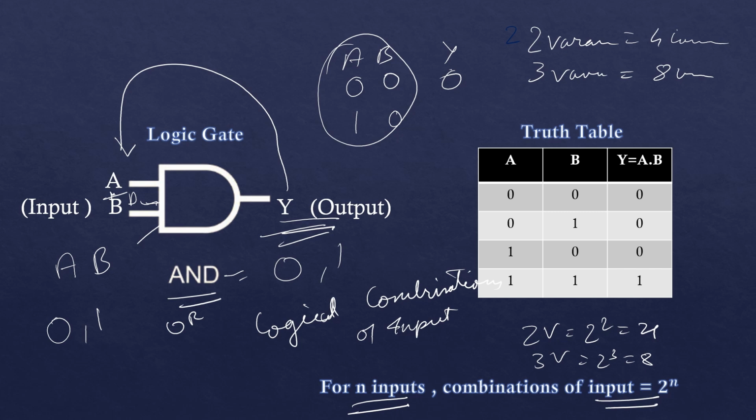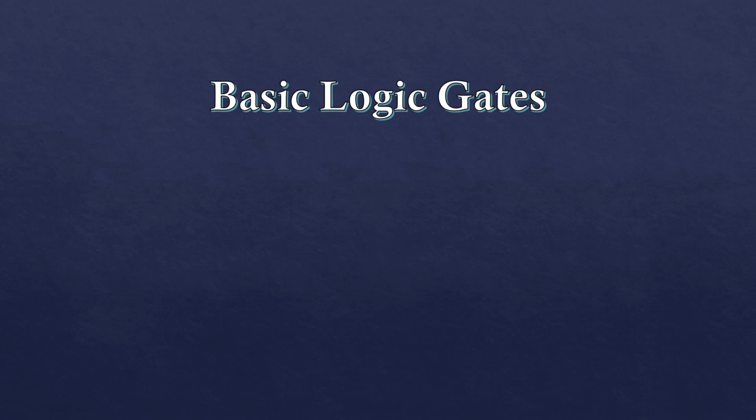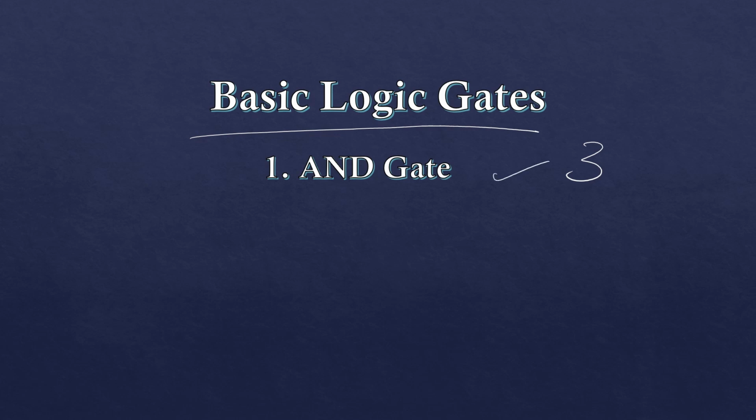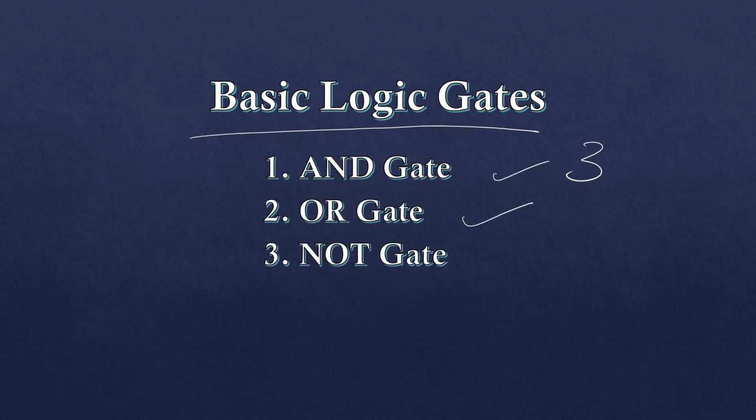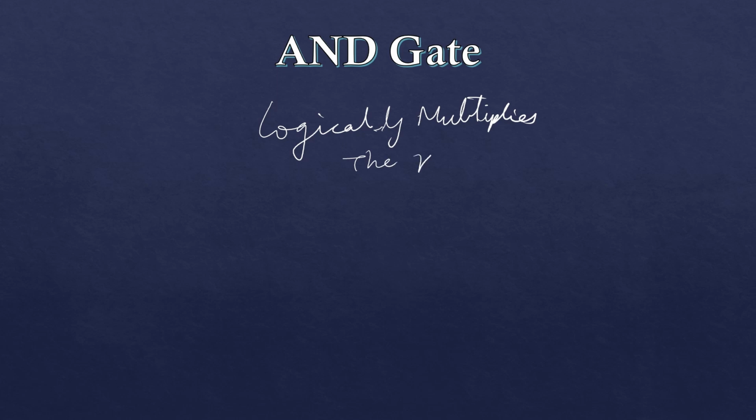Next we'll discuss basic gates. How many types of basic logic gates are there? There are basically three logic gates. One is the AND gate, the second is the OR gate, and the third is the NOT gate. Let's focus on the details. The AND gate: what does it do? It logically multiplies the inputs.